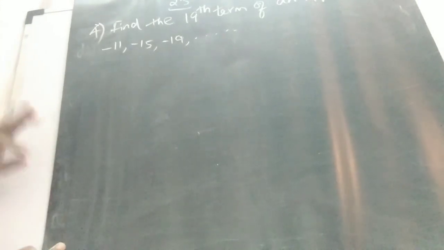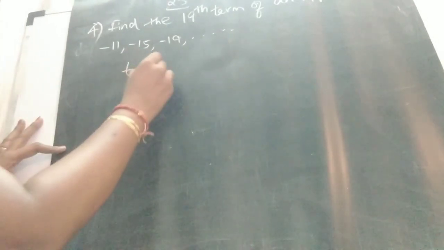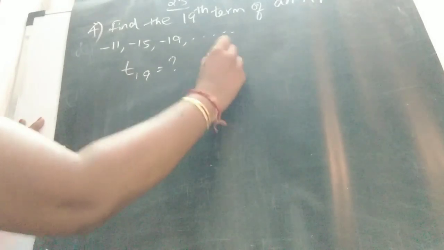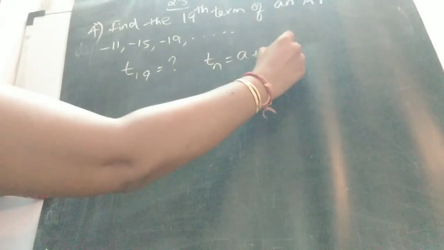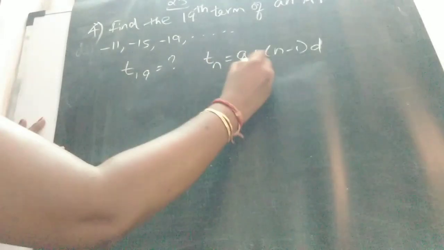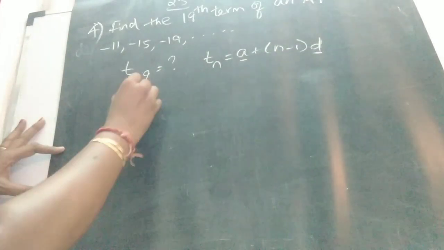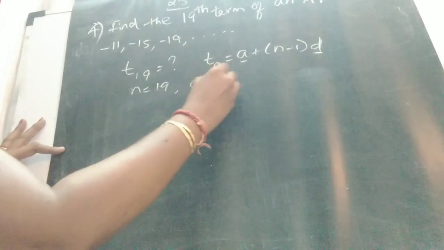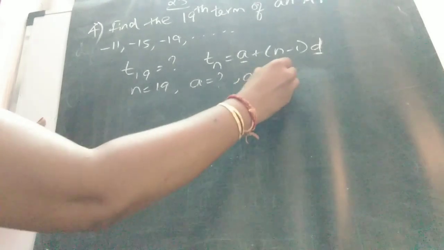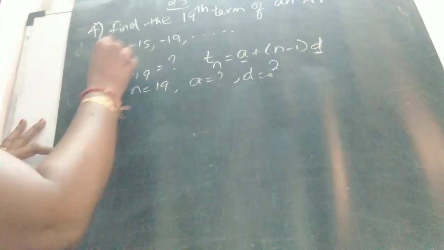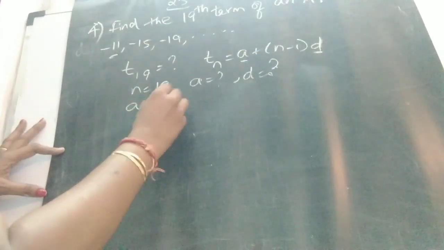Now look into the next question, 2.5. Fourth question, find the 19th term of the AP. That is T19 is your question. Now you all know the Tn formula, A plus n minus 1 into D. If you find A and D, you have n as 19, right? Now you want what is A and what is D, right? The first term is your A. So you got A also as minus 11.